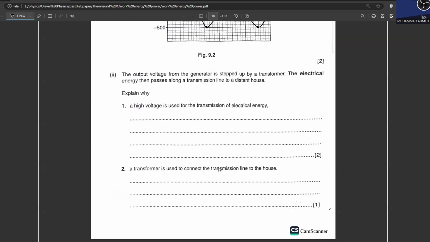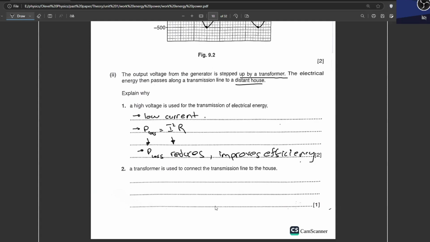The output voltage from the generator is stepped up by a transformer. The electrical energy then passes along a transmission line to a distant house. Explain why a high voltage is used for the transmission of electricity. A high voltage ensures what? A high voltage ensures low current. And if you have a low current, what is the formula of power losses? Power loss is equal to I squared R. If your current reduces, what happens? Your power loss reduces, that improves efficiency. Simple as that.